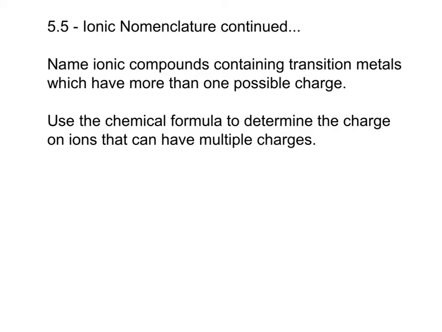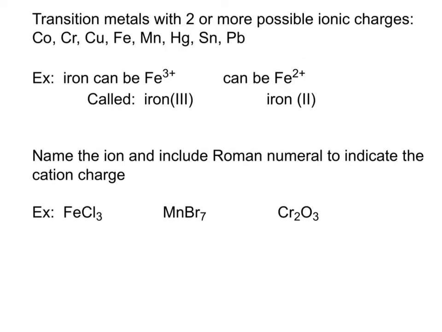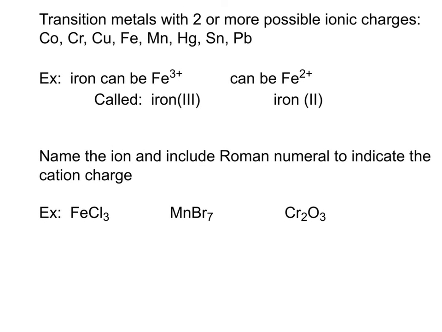This is just adding on to the same basic ionic naming rules. I think you'll pick it up quickly. Okay, so when we look at the transition metals, there are 8 of them that can have more than one, that is 2 or sometimes 3, 4, even 5 possible ionic charges. So we have them listed there: cobalt, chromium, copper, iron, manganese, mercury, and then the last 2 really aren't technically transition metals, but they do have multiple charges also, tin and lead.